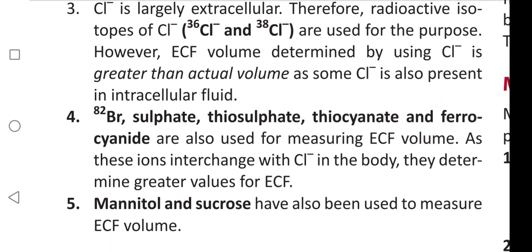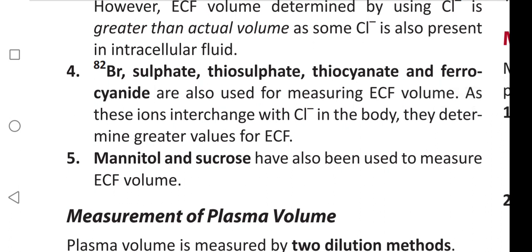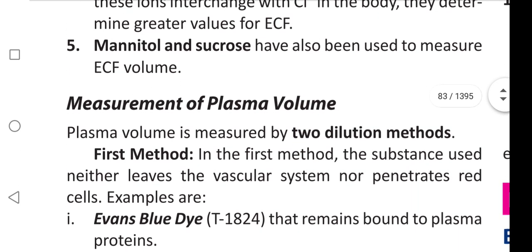Bromide 82, sulfate, thiosulfate, thiocyanate and ferrocyanide are also used for measuring extracellular fluid volume as these ions interchange with chloride in the body. They determine greater values for extracellular fluid. Mannitol and sucrose have also been used to measure extracellular fluid volume.